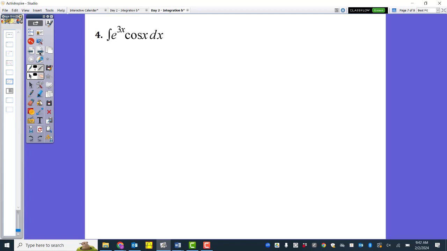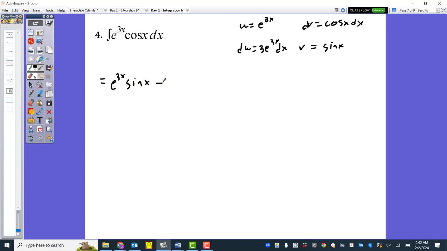Now, if it's me, I'm looking at e to the 3x, and I would much rather take the derivative of that than integrate it. So we have cosine x dx, du is 3e to the 3x dx, v is going to be sine x. Dx should be up here. All right, we'll do our u times v, which is e to the 3x sine x, minus the integral of v du, 3 integral e to the 3x sine x dx.